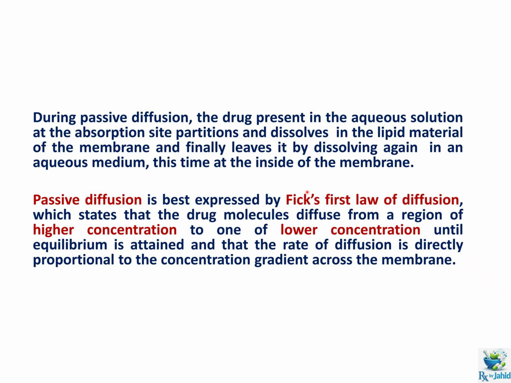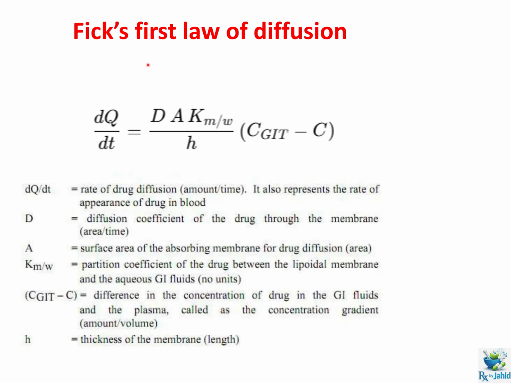This is very important, which states that the drug molecule diffuses from a region of the higher concentration to one of the lower concentration until equilibrium is attained, and that the rate of diffusion is directly proportional to the concentration gradient. So let's see the equation, then we can easily understand. This is Fick's first law of diffusion equation.